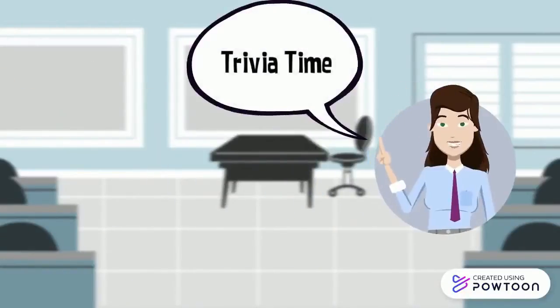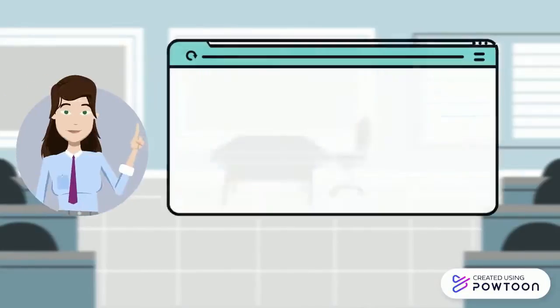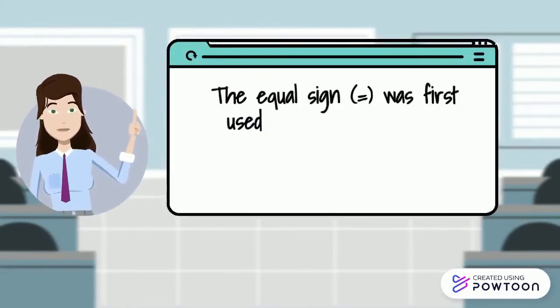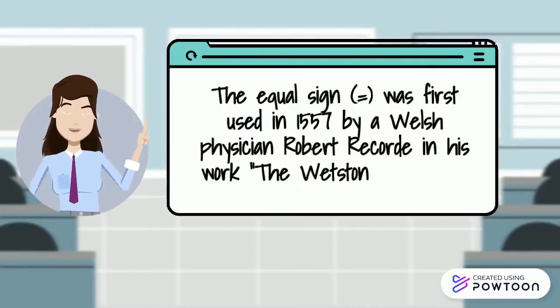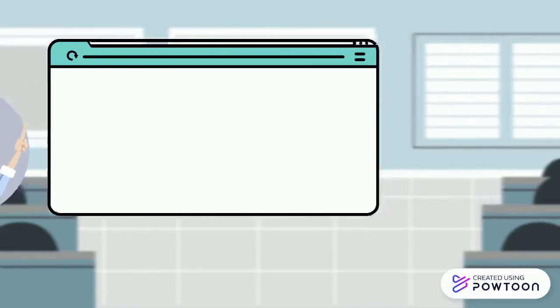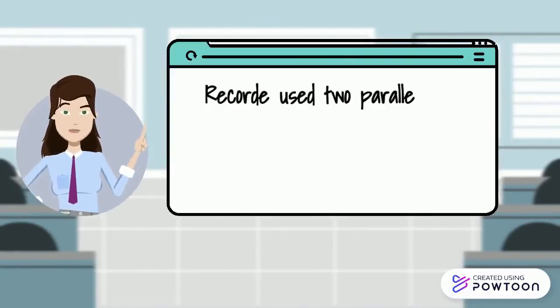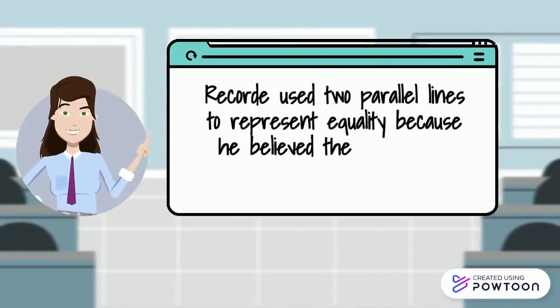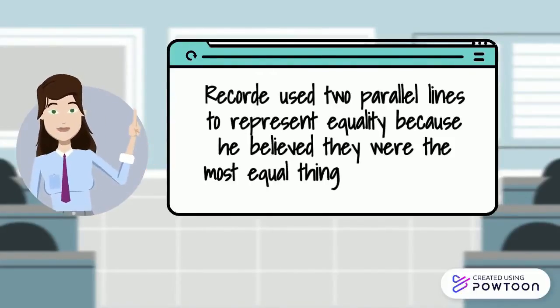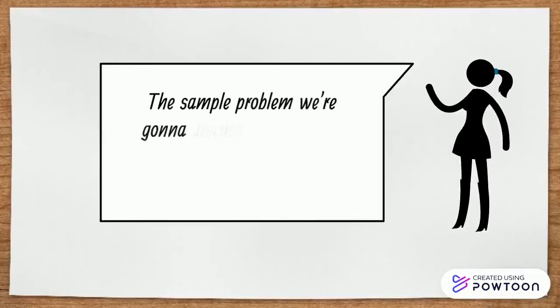But before we start, I have a little trivia for you. Did you know that the equal sign was first used in 1557 by a Welsh physician, Robert Recorde, in his work The Whetstone of Wit? Recorde used two parallel lines to represent equality because he believed they were the most equal things in existence. We are now done with the trivia, so let's get started.